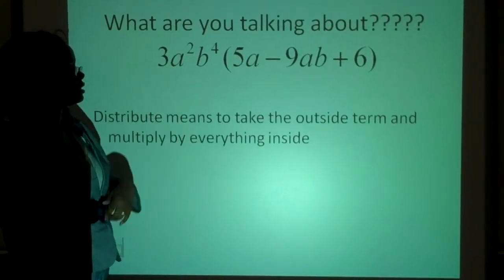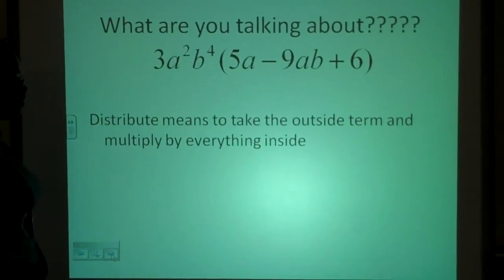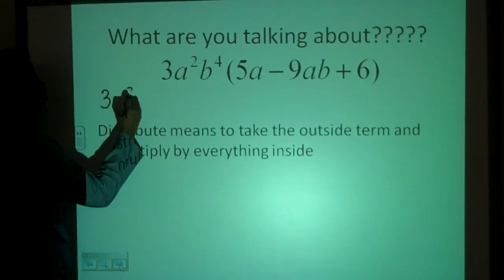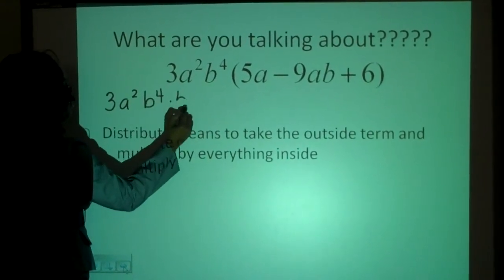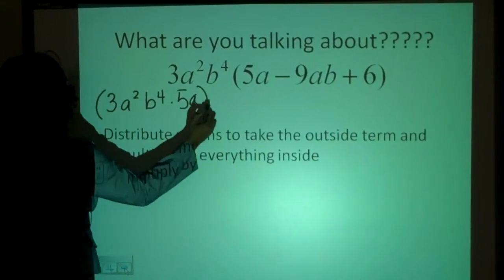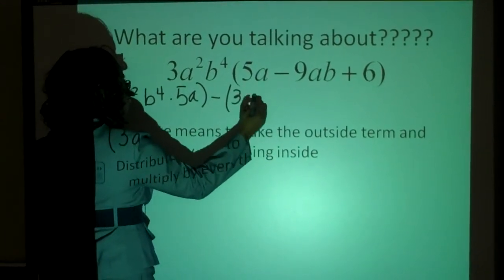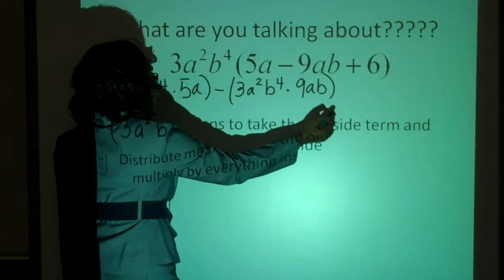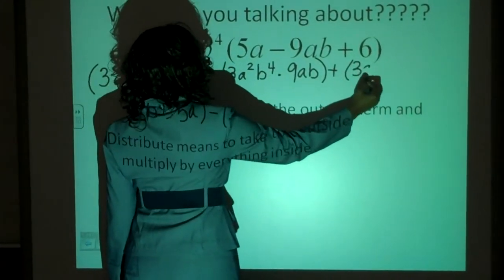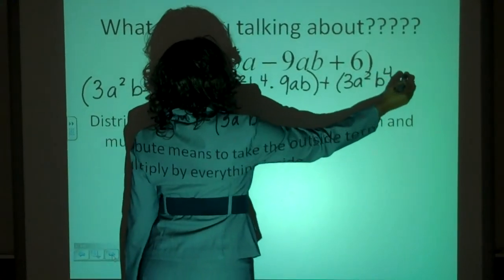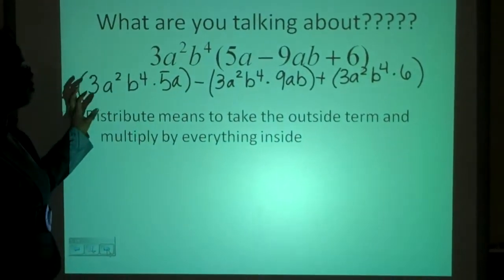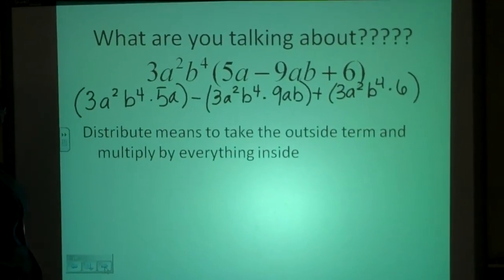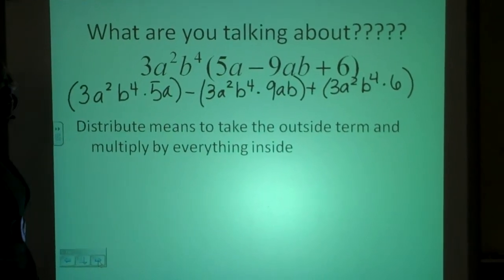Distribute means to take the outside term and multiply it by everything on the inside. So literally what I want to do is say 3a squared b to the 4th times 5a, minus 3a squared b to the 4th times 9ab, plus 3a squared b to the 4th times 6. You want to multiply each term on the inside by what's on the outside.